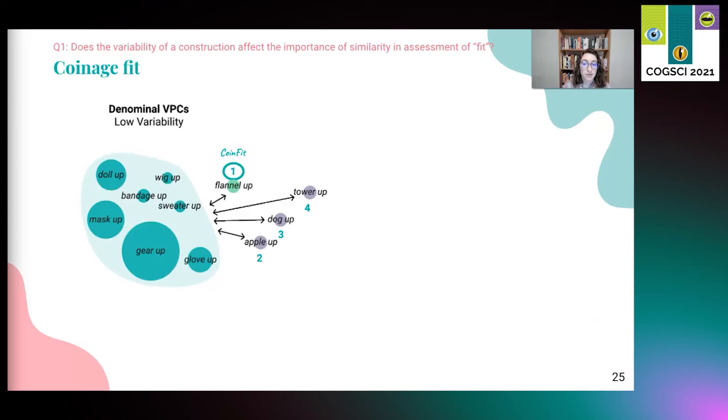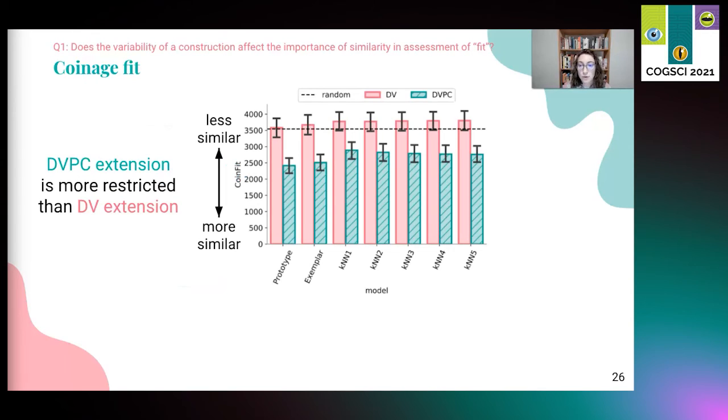If the true extensions of a construction have relatively low ranks, like flannel up here with a score of 1, this would suggest that the category is fairly restrictive and only allows coinages that are a good fit. And we expect that denominal VPCs, the less variable construction, will be more restrictive and have lower coin fit scores. And we find that this is the case across all of the category extension models we tried. The lower bars for denominal VPCs indicate that true coinages are ranked lower and are more similar to existing exemplars. So summing up for Q1, both approaches agree that similarity matters more in the extension of denominal VPCs, which are the lower variability construction.